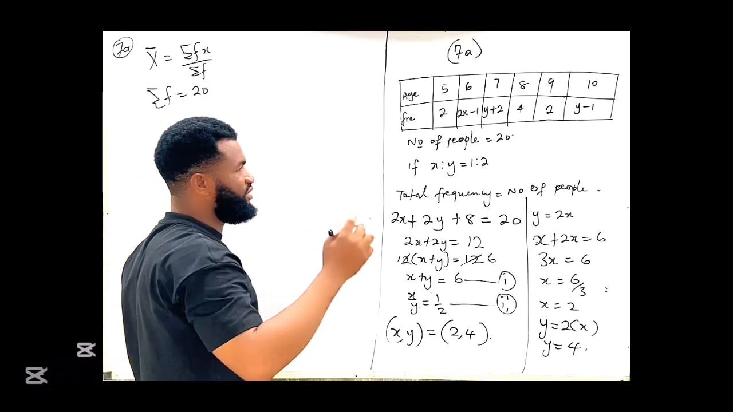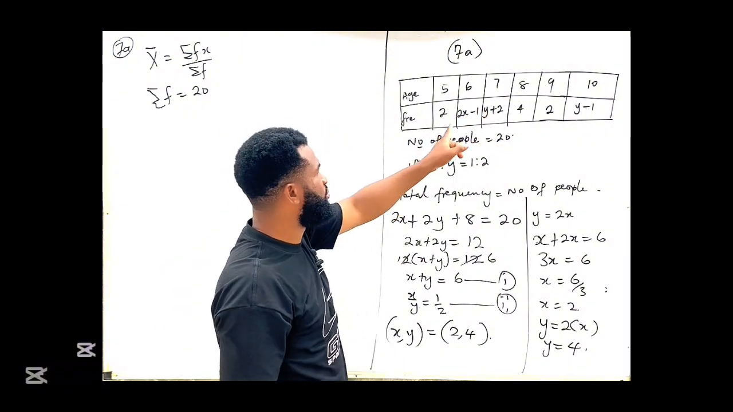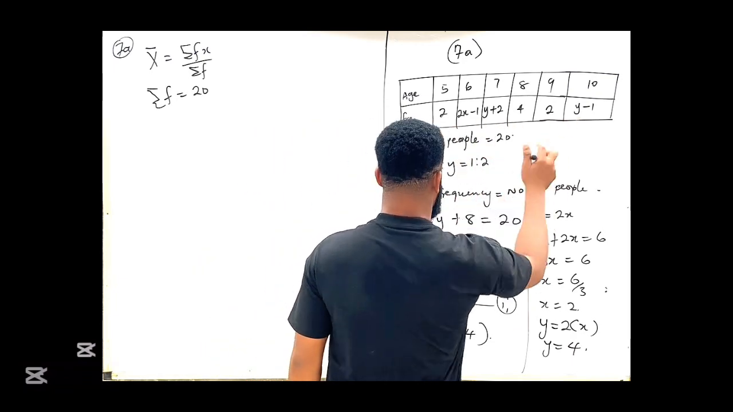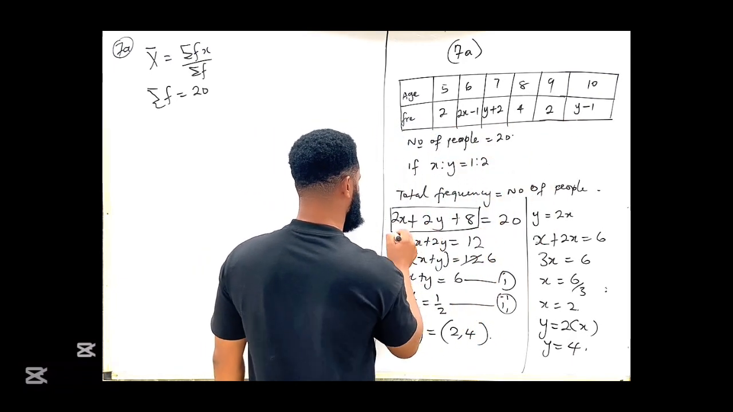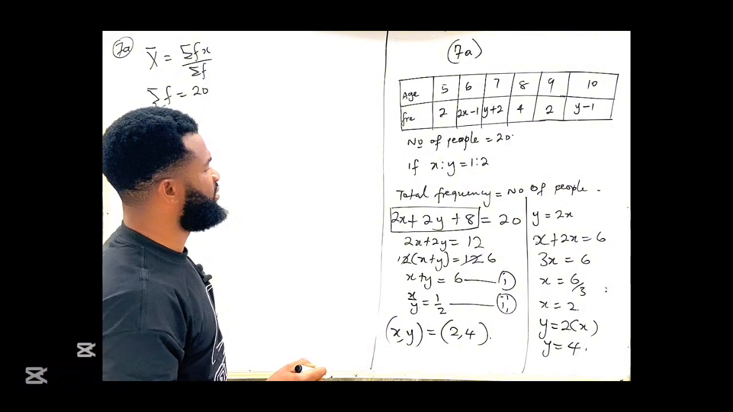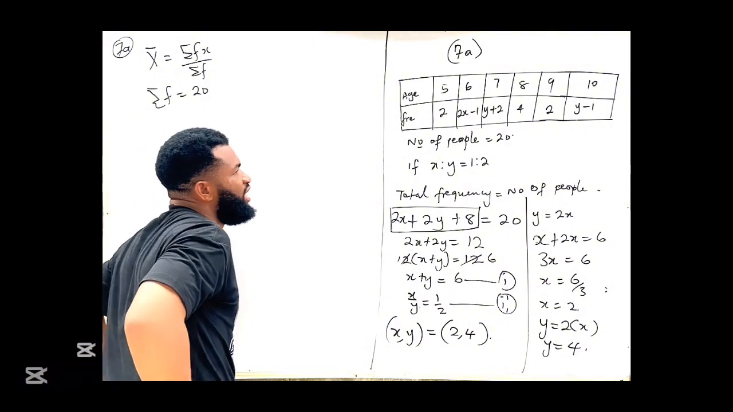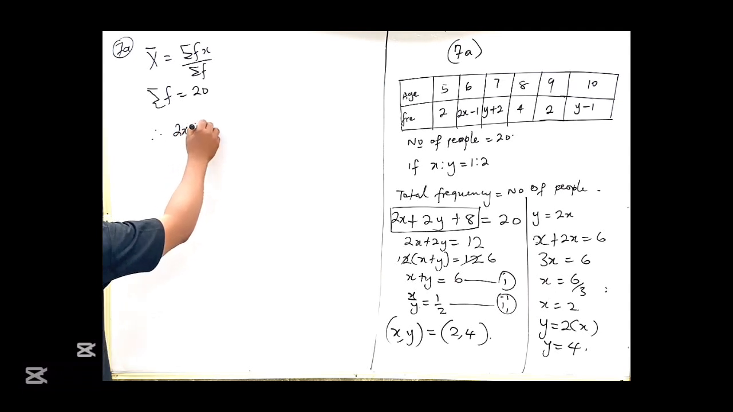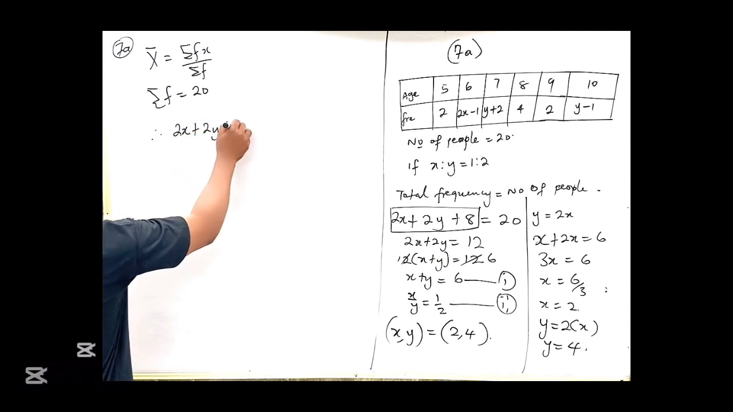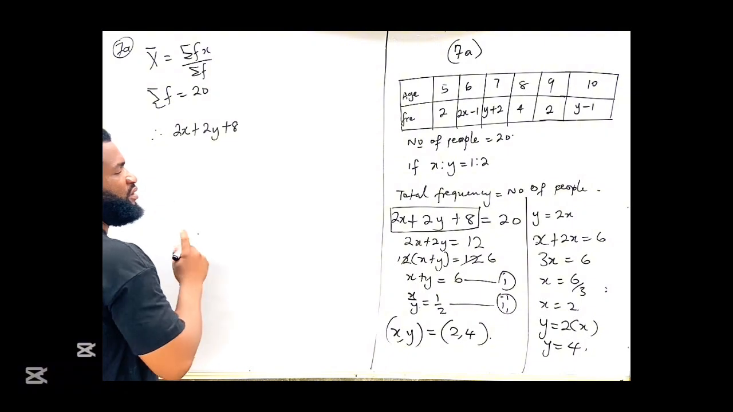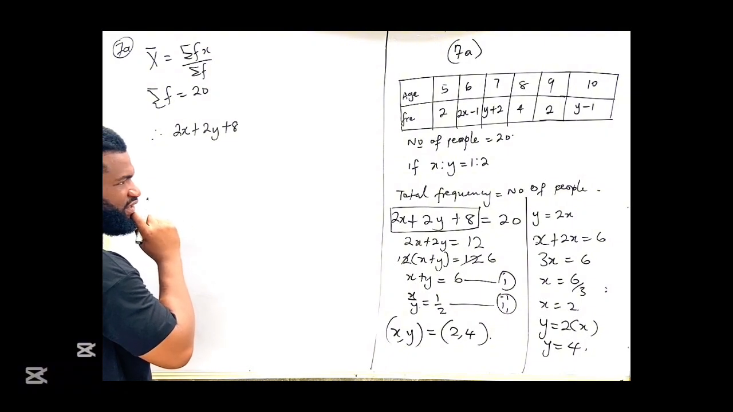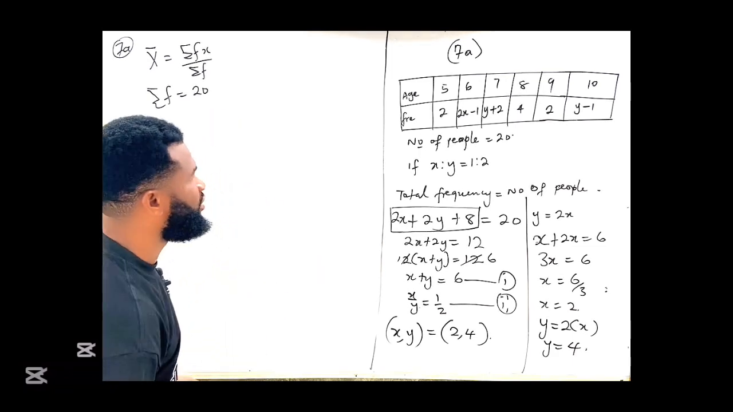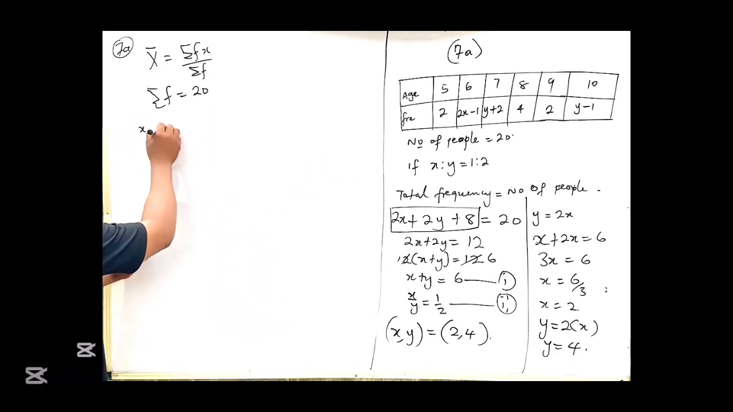Summation of frequency is already 20. So let's analyze this table. What I'm going to do is add the whole thing here. Remember, if I add everything here, this is what I have. Everything here is that. So this means 2x plus 2y plus 8. I know it's 20. Oh, no, I can't do that. I was thinking differently. Okay, so what I will do is this is going to be my x.